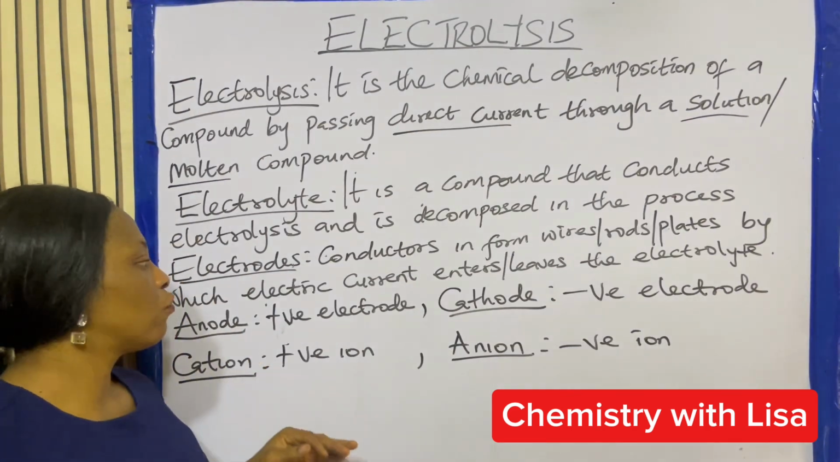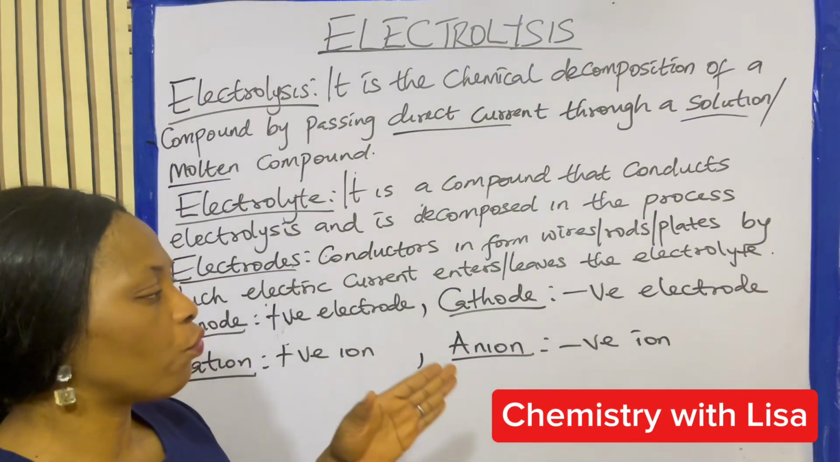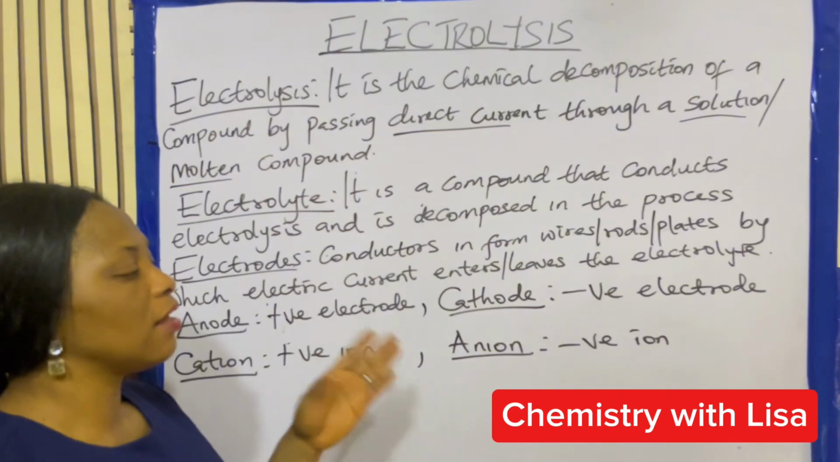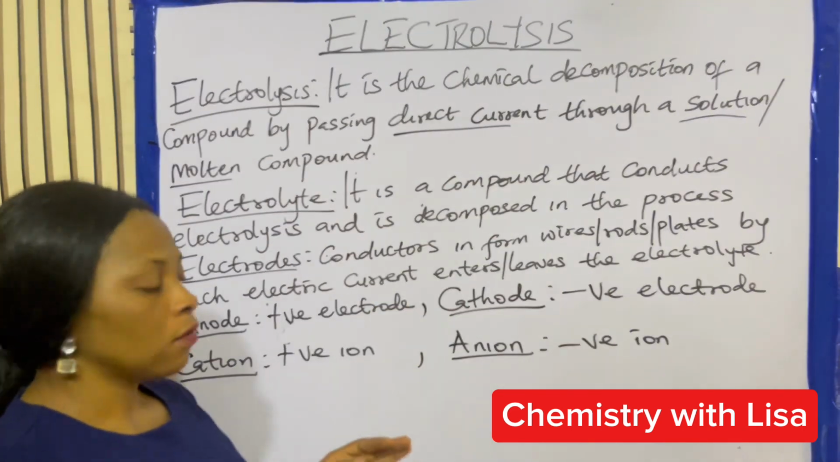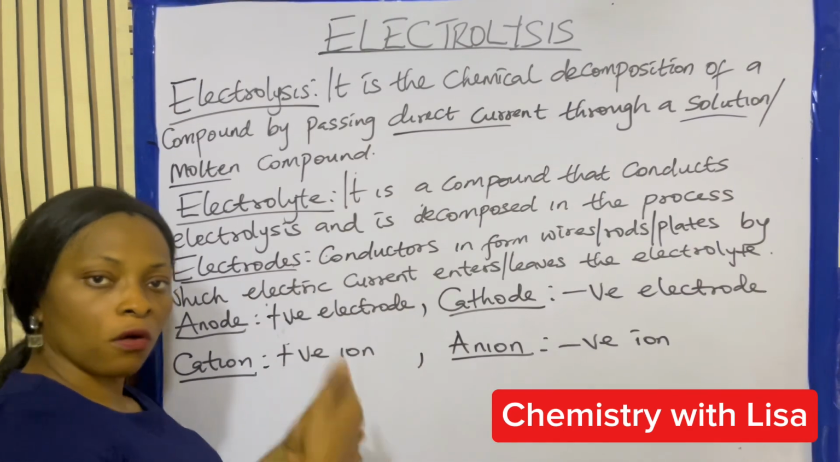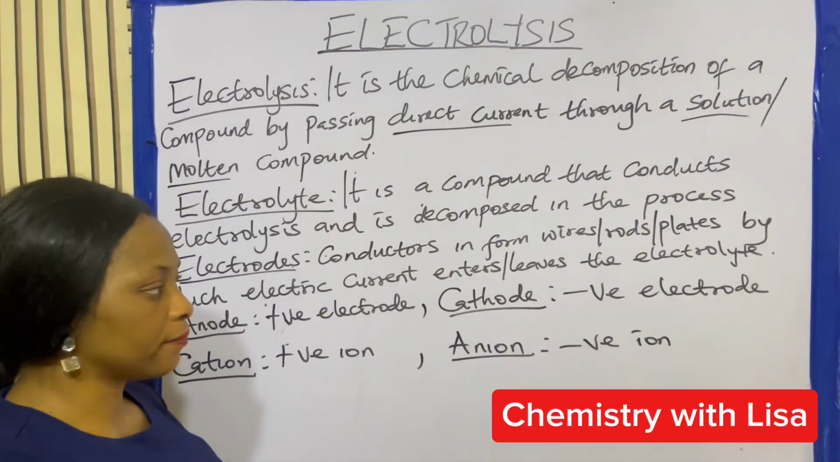We look at electrodes. Electrodes are conductors in form of wires, rods, plates, by which electric current enters or leaves the electrolyte.